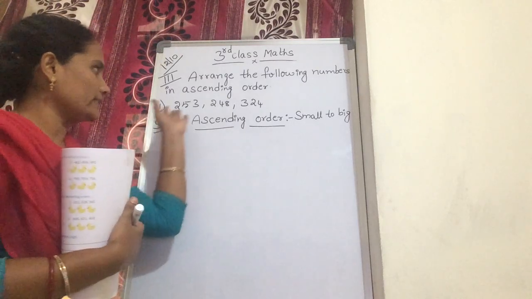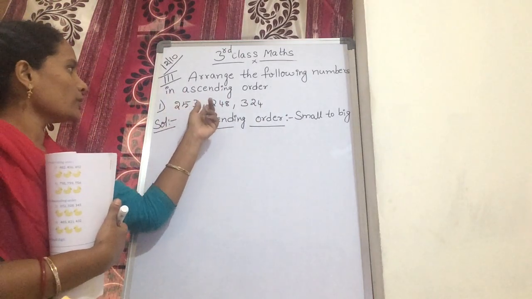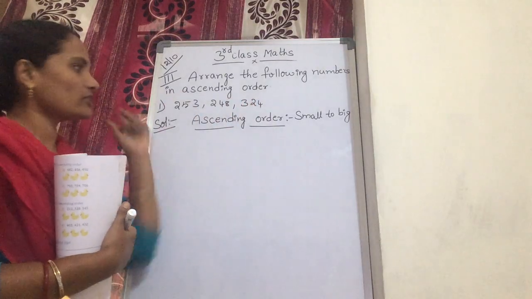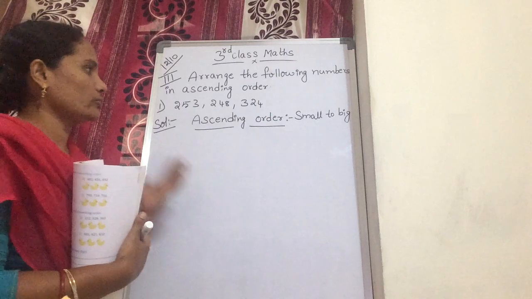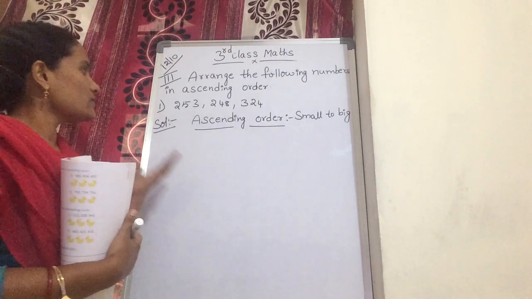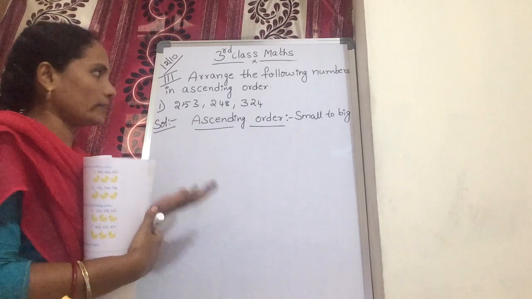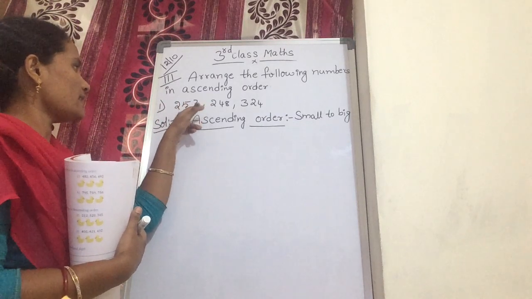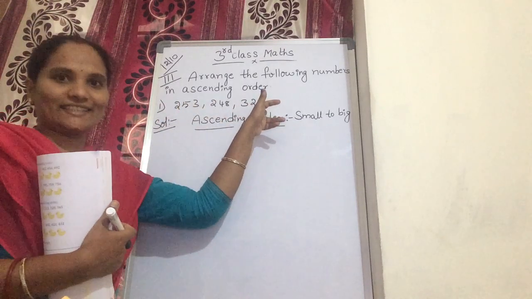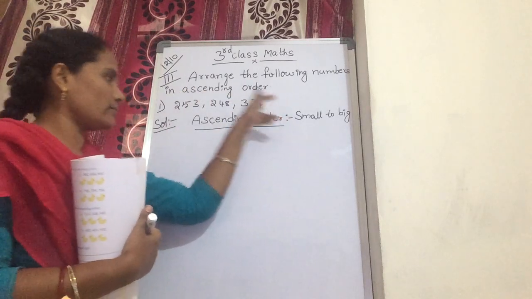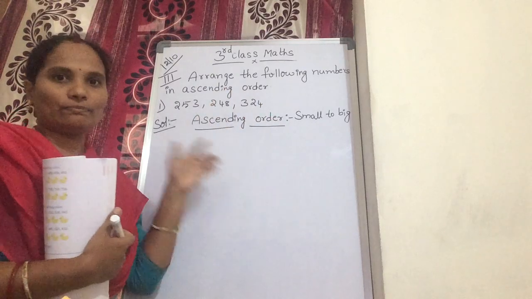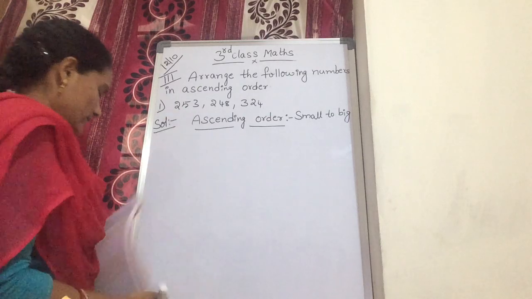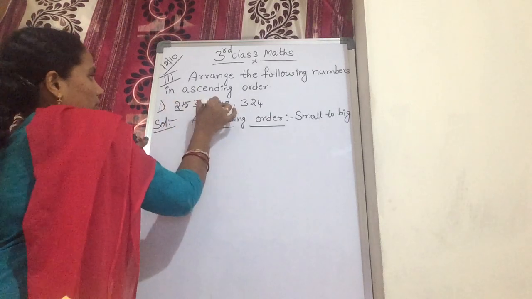Now tell me children, you get three numbers: 253, 248 and 324. Which one is the small one? Before you write the small number, first of all, how many digits or place values do the given numbers have? 1, 2, 3: ones, tens, hundreds. These are all 3-digit numbers, so we are checking the hundreds place value first. Here 2, here 2, here 3.